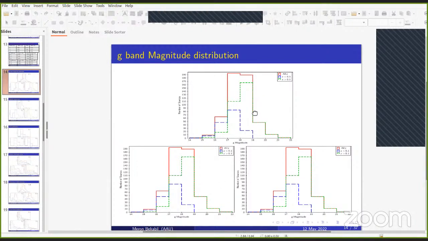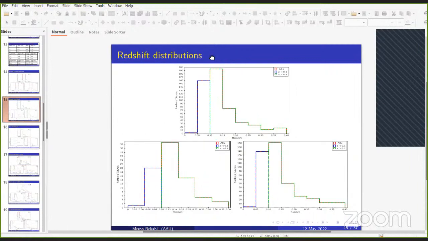As you see, most of the Gband distributions of the number of sources are around here, so we could see around 18. Around this is the Gband magnitude that we found. As I told you, due to many things we can consider, that is what we found in our analysis. The next one is the redshift distributions, taking into account 3 redshift ranges.